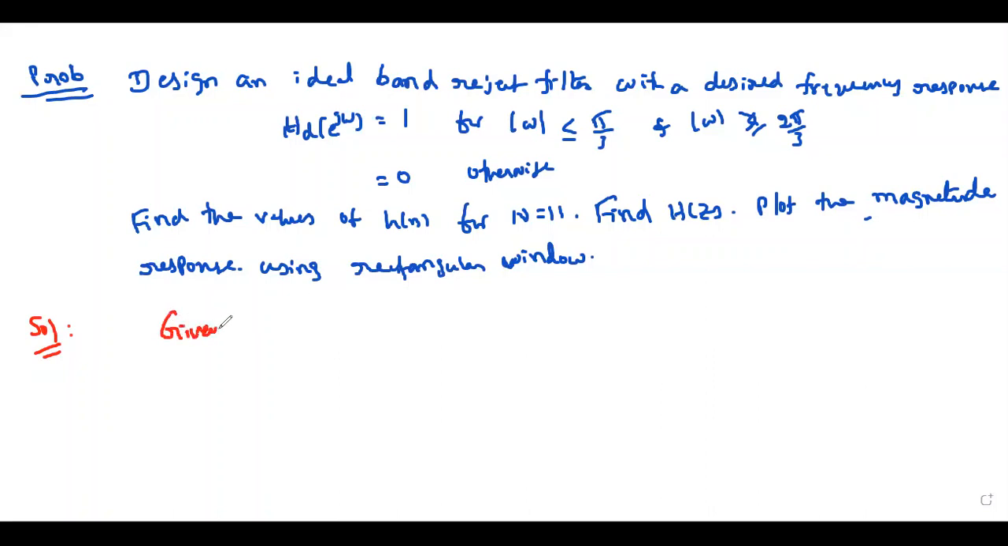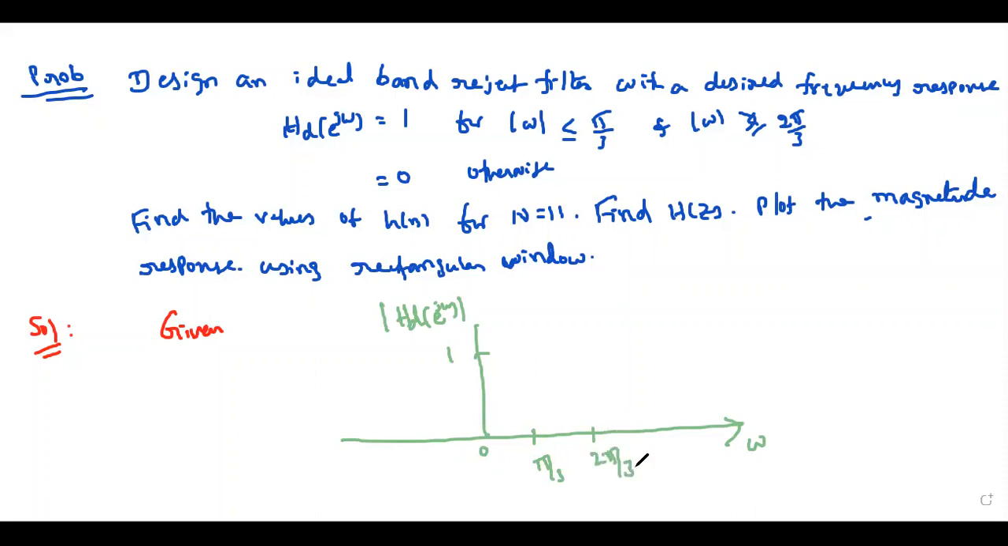So first we'll note down what is given. Given h of e power j omega in graphical way. Omega, this is 0. Here magnitude is equal to 1 for omega less than or equal to pi by 3. Pi by 3 is 60 degrees. This is 2 pi by 3, 120 degrees. This is next 180 degrees, pi. In a similar way, this side is minus pi by 3, minus 2 pi by 3, and minus pi.